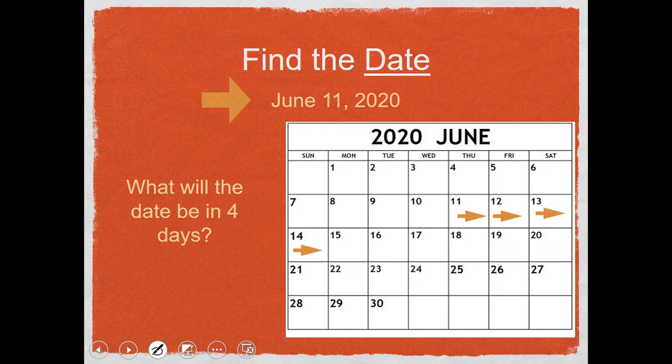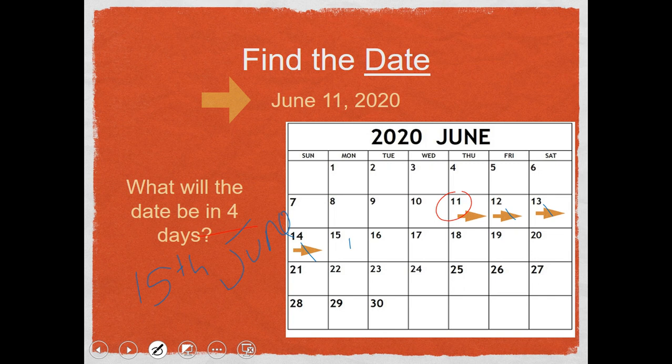Okay, so find the date. I'm looking for June 11th, 2020. Just do this in your head, on the screen, whatever. So here's my date, and I want to know what the day is going to be in 4 days. So I'm actually going to just quickly change the color, and we're going to count 4 days. So 1, 2, 3, 4. So it would be the 15th of June, or you could say June 15, it's up to you.